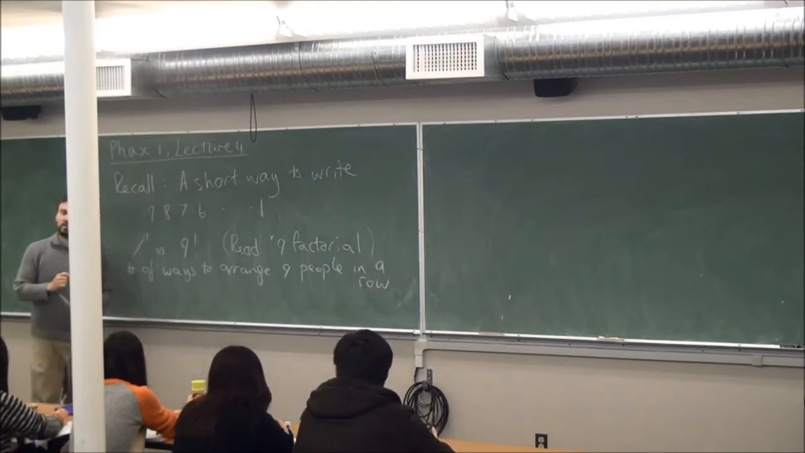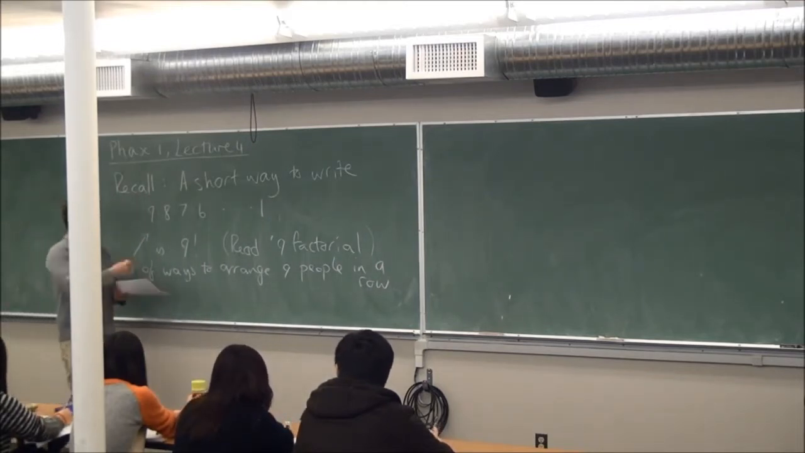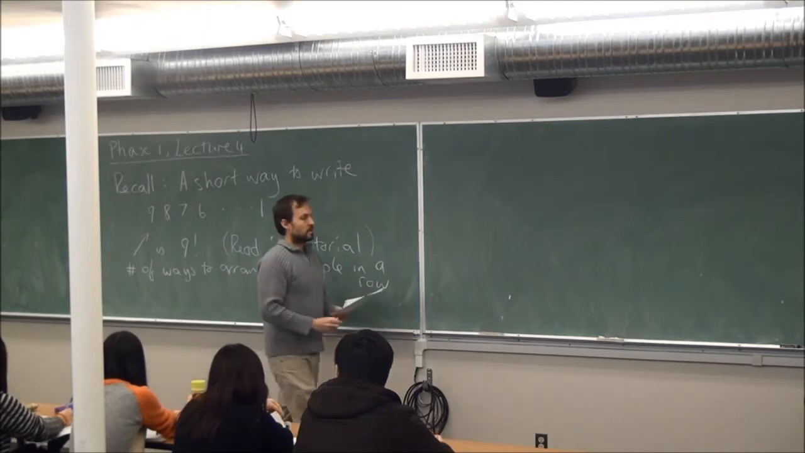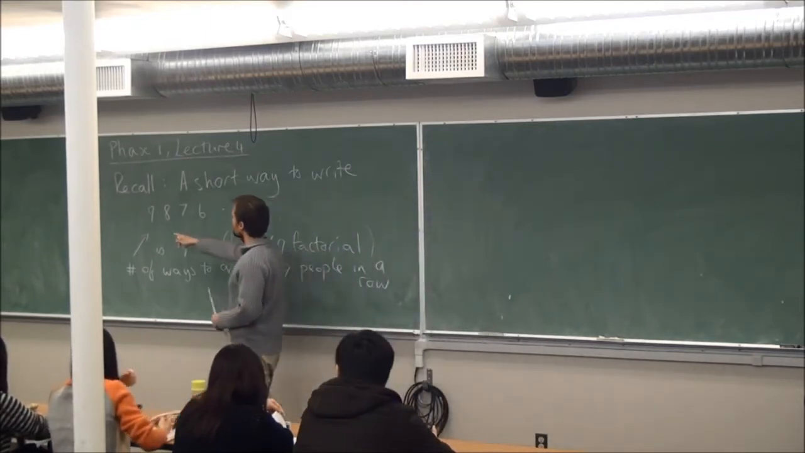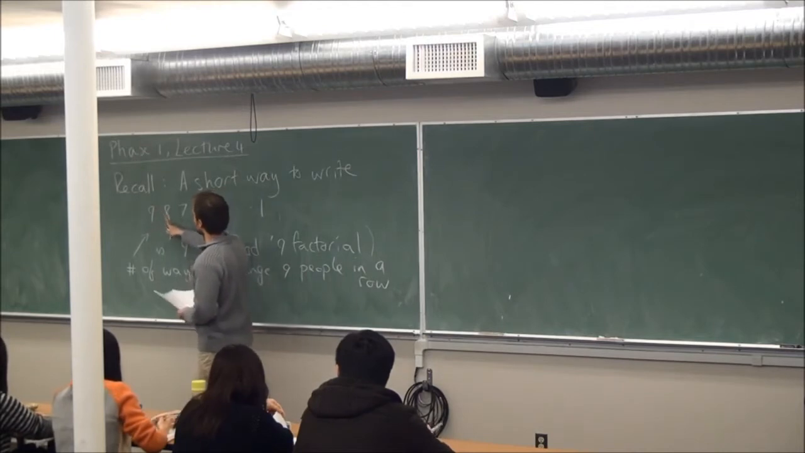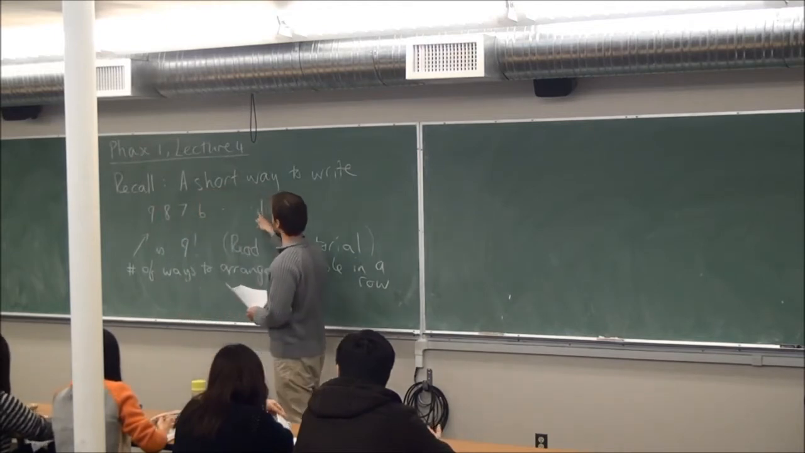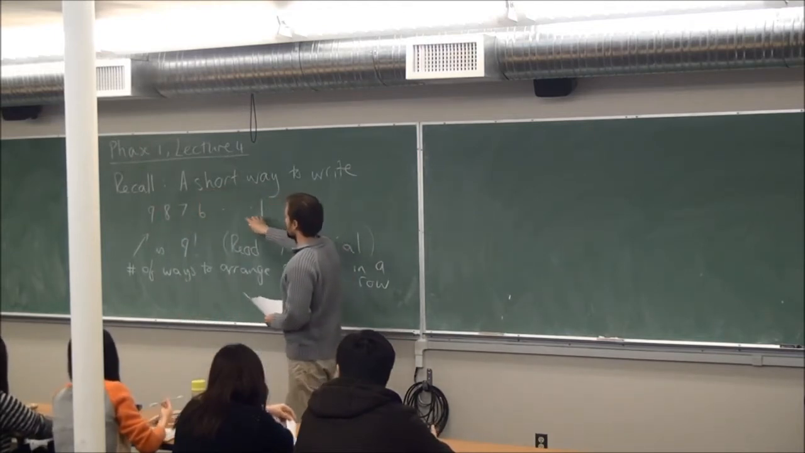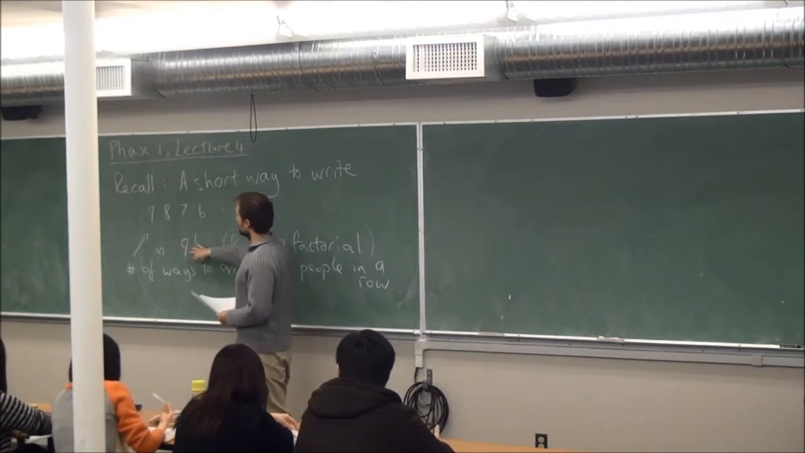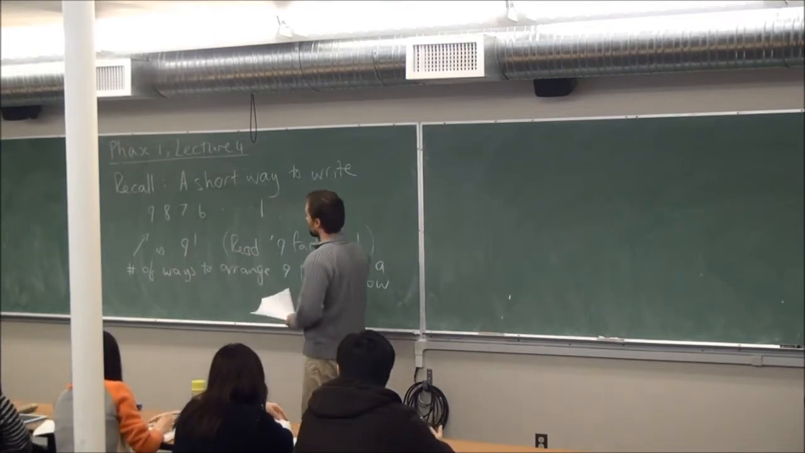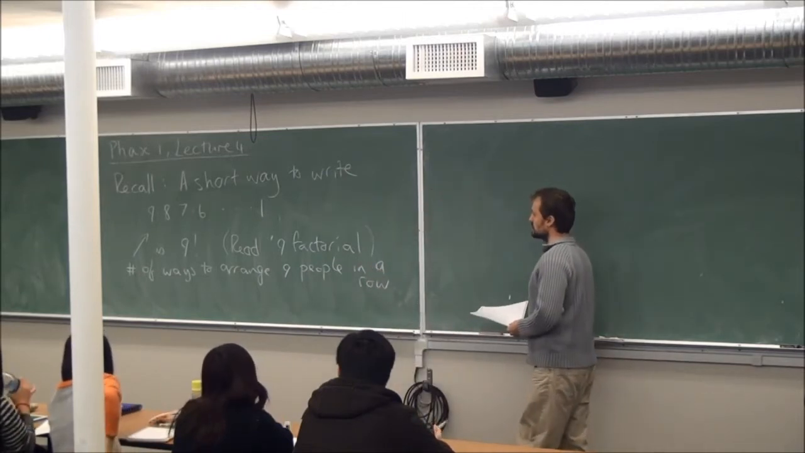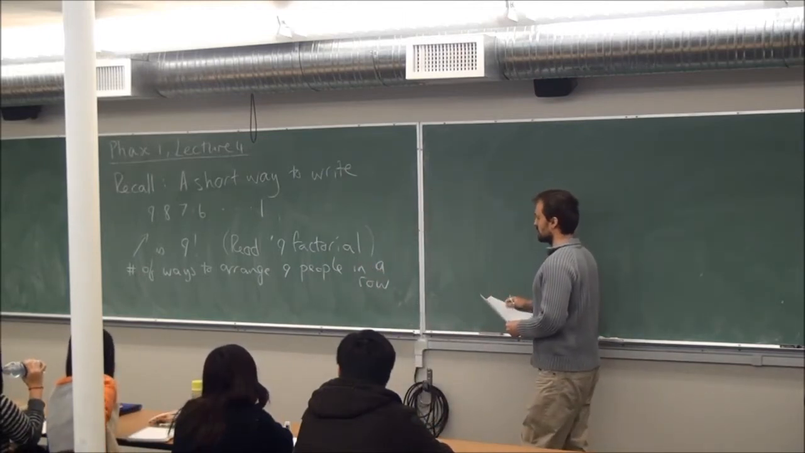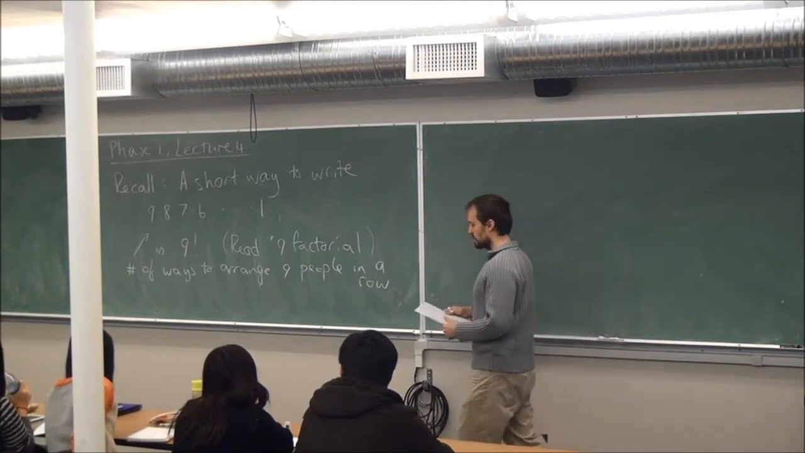I wanted to count the batting orders, and essentially I have to line up 9 people. How many ways can I do that? Well, the first position had 9 choices, then the second position had 8 choices, 7, 6, all the way down to the last position. This is my convenient way of writing it, and I'm counting the number of ways to arrange 9 people in a row. So things like that is what we're going to look at today.